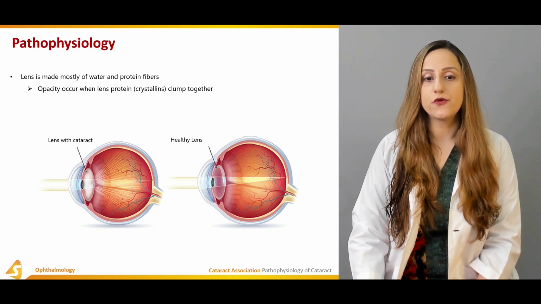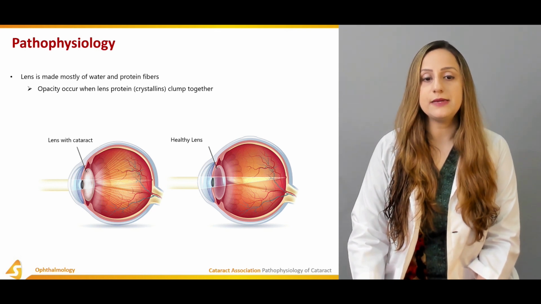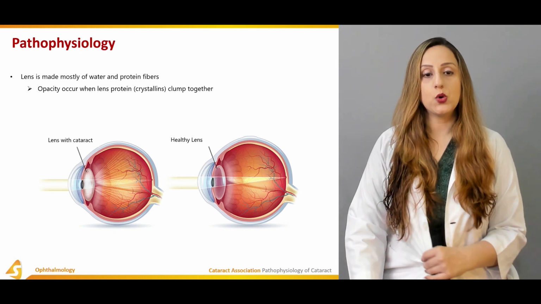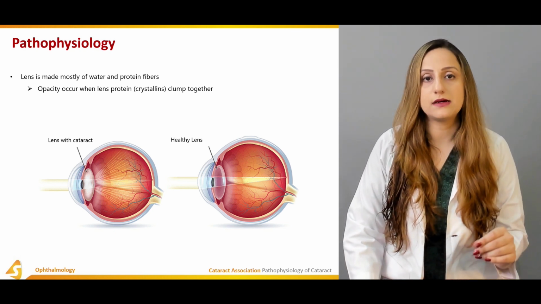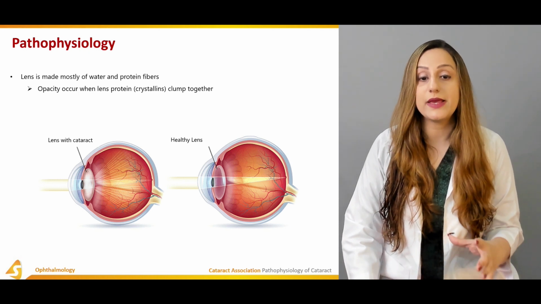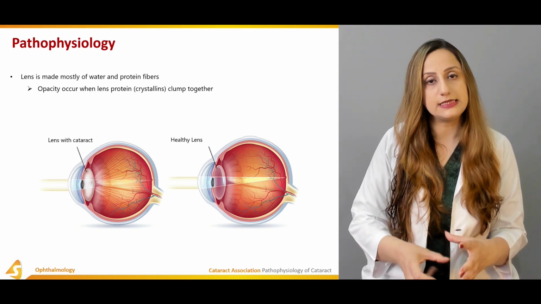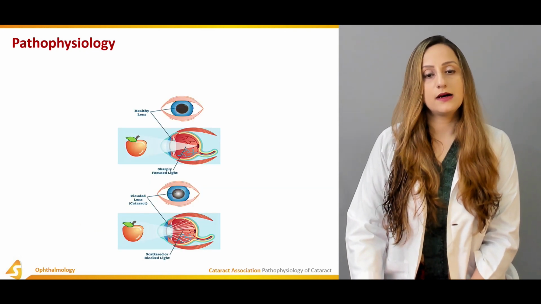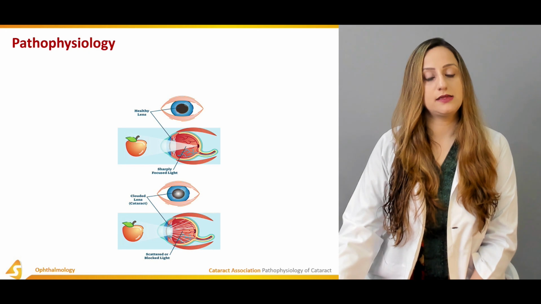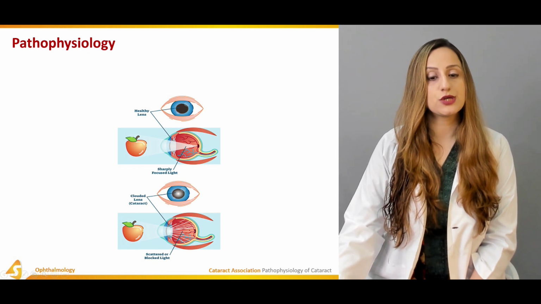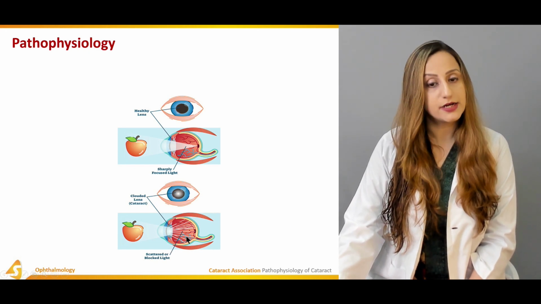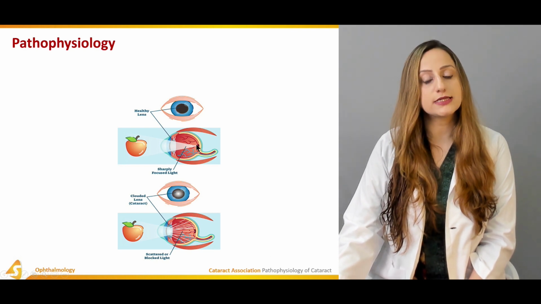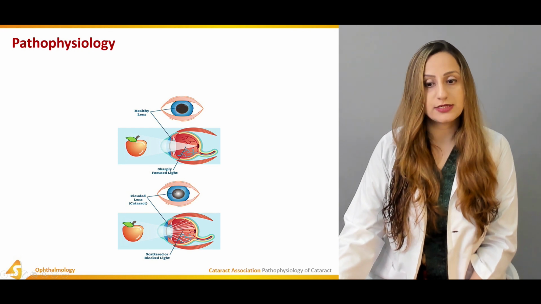The lens is made mostly of water and protein fibers, and the opacity occurs when the lens proteins, crystallines, clump together. So this is the basic pathophysiology, that it is the clumping of the proteins that is causing the opacification inside the lens. When we look at the diagram, it is again focusing on the scattering of the light and a blurred image. And over here, there is no scattering in the healthy lens, and a more distinct image on the retina is seen.